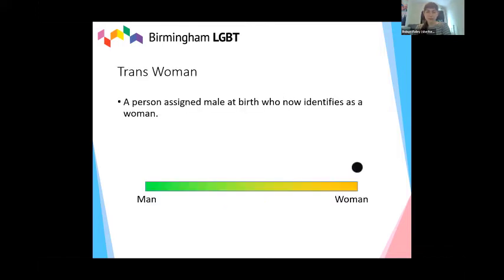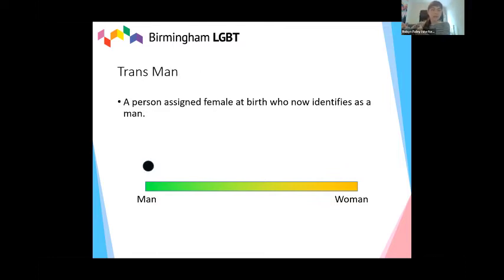Starting with trans women or transgender women. A good example of that would be myself. I am a transgender woman myself. So this would be someone who was assigned male at birth, so someone announced it's a boy, but who now identifies as a woman. Probably the most famous examples of trans women that you may have heard of would be actress Laverne Cox or former Olympian Caitlyn Jenner.